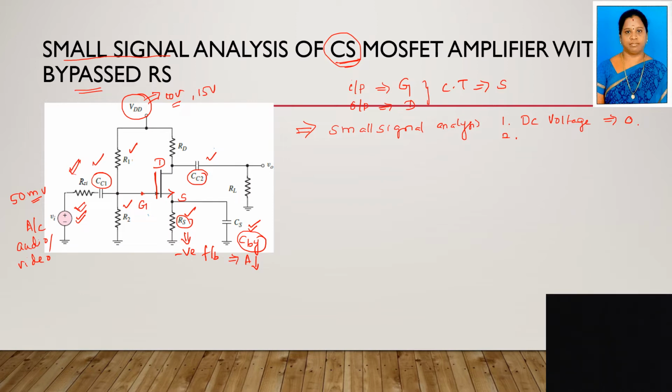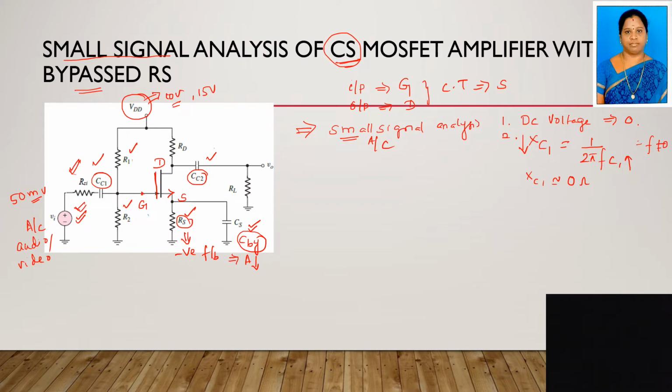Why? You know the reactance of the coupling capacitor XC1 is equivalent to 1 by 2 pi F C1, right? This is the small signal, that is nothing but the AC signal. So for an AC signal, you know that the frequency is not 0, right? So if the frequency increases, definitely the reactance will be reduced, right? Ideally, we can say XC1 is 0. So if it is 0 ohms, what is the meaning? It is open circuit, sorry, short circuit.